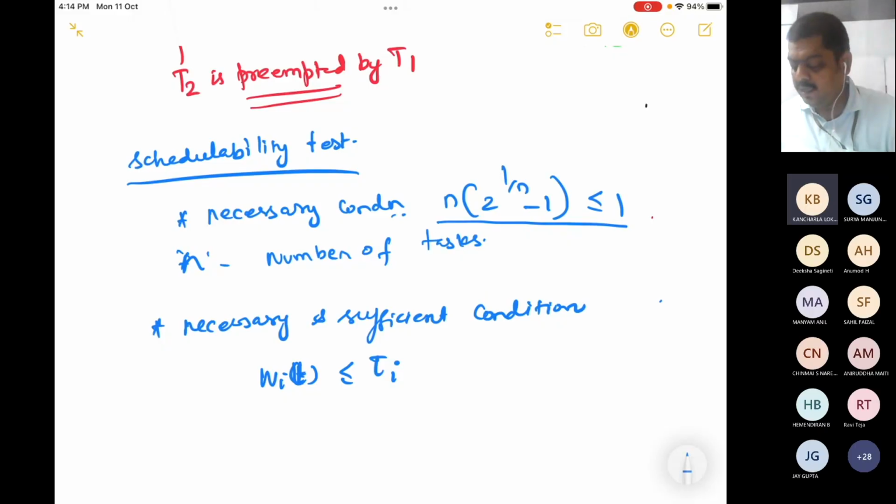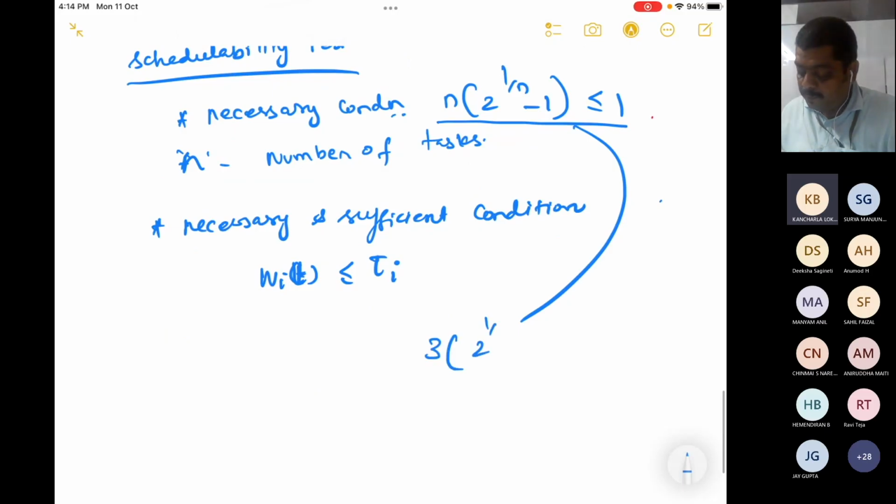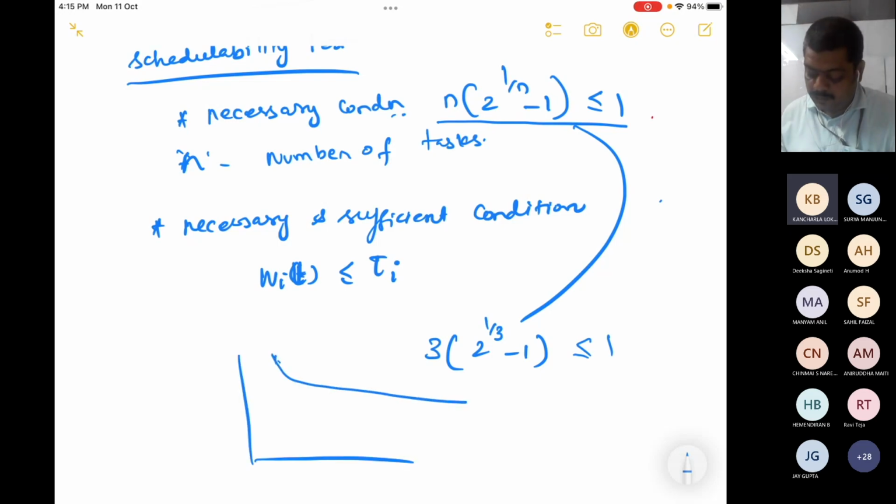Mostly when you see the number of tasks, now in our case, this is 3 times (2 power 1/3 minus 1). That means 2 power 1/3, the cube root of 2, is 1 point something. Anyway, I'll show you a graph also for that. It will always be less than or equal to 1, so your graph will come like this. It will be 1.0 and somewhere from 0.8 to 0.6. Even if you go up to 10,000 tasks, the value doesn't change. It will come like this.